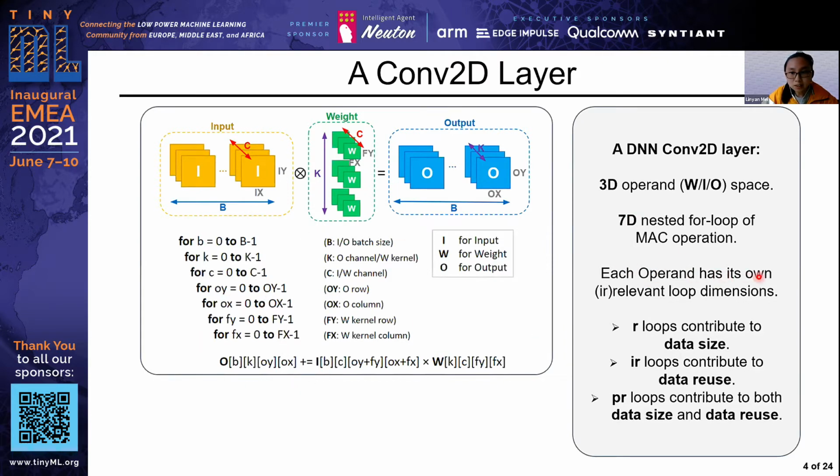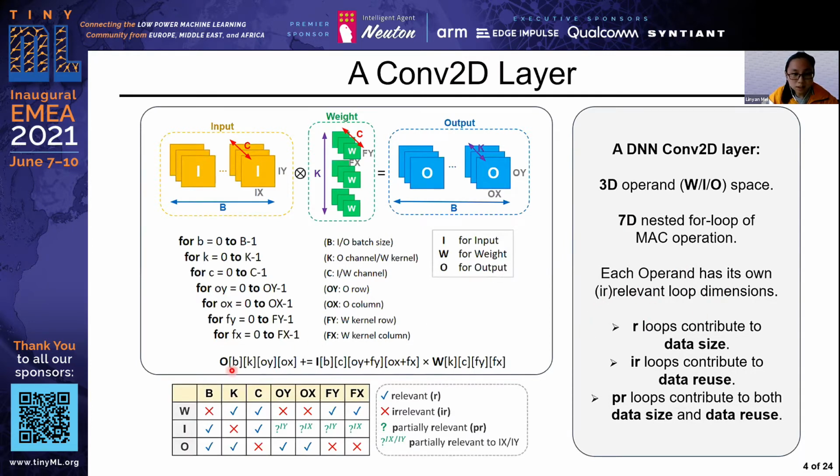Each operand has its own irrelevant or relevant loop dimension. So what does it mean? As shown in the table, for each operand, among the 7 loop dimensions, it can have relevant loops. The relevant loops are the loops that define the dimension of that operand, like for weight, we have here C, K, FX, and FY. The dimensions that do not contribute to the dimension of the operand, we call irrelevant loops, and those irrelevant loops contribute to data reuse. And for input, since we have this two-dimensional sliding window, it has some partially relevant loops. So that's the basic concept.